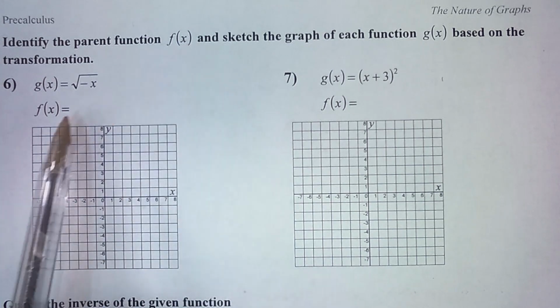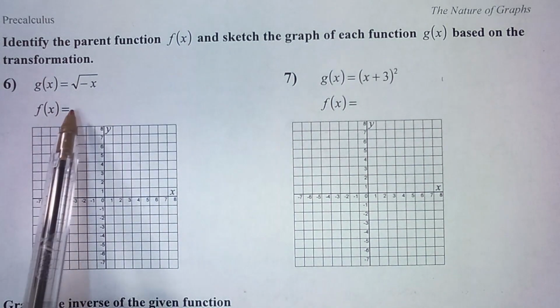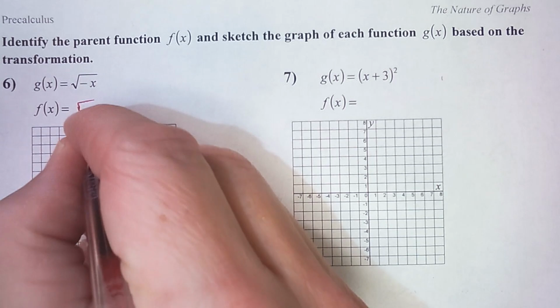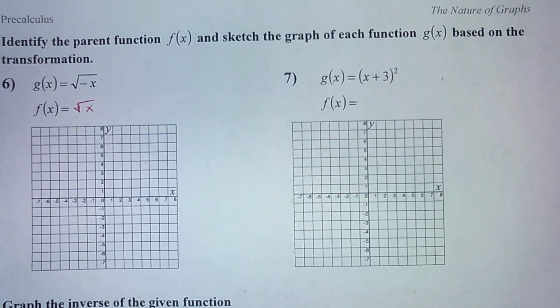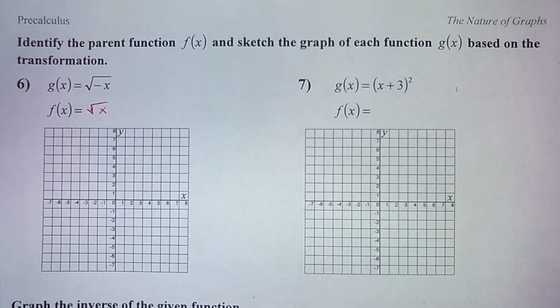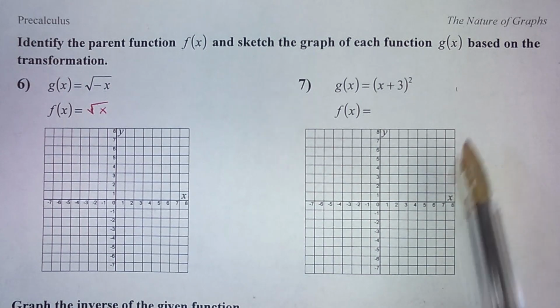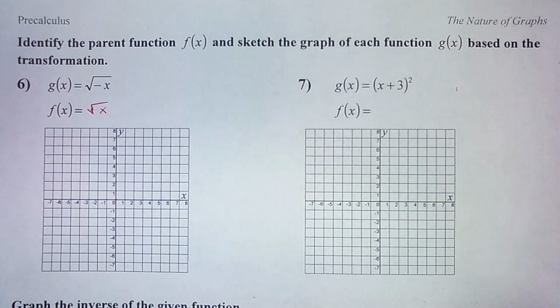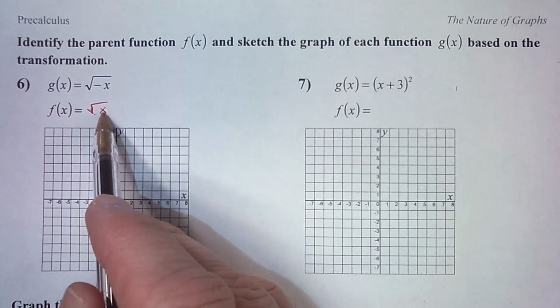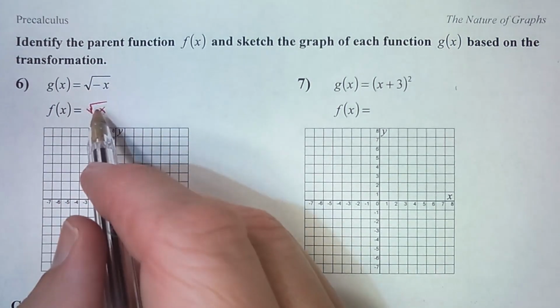Identify the parent function, f of x. So we'll do that first. So f of x equals, the parent function here is the square root of x. It is a square root function. And then sketch a graph of g of x based on the transformation. So let's first sketch f of x, and we'll do that dotted.